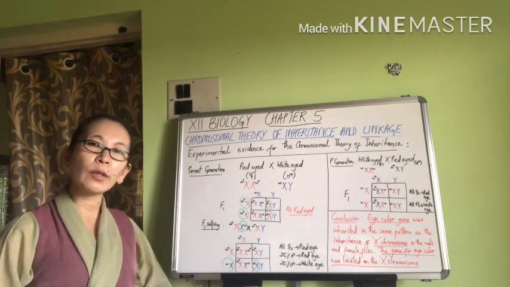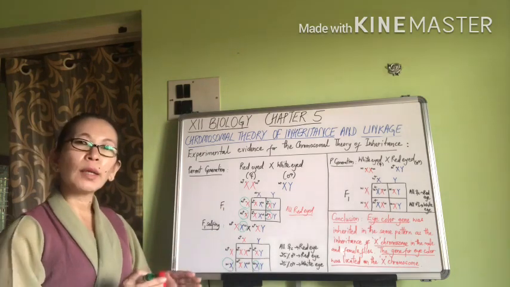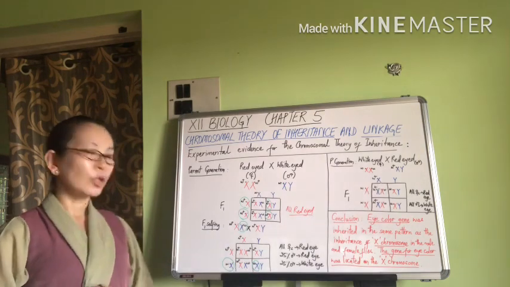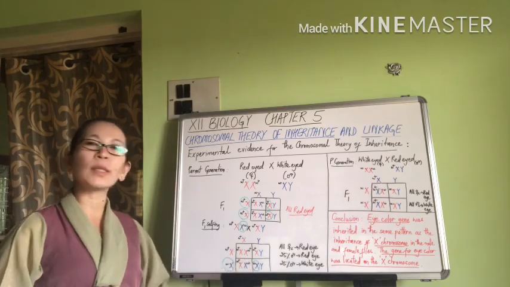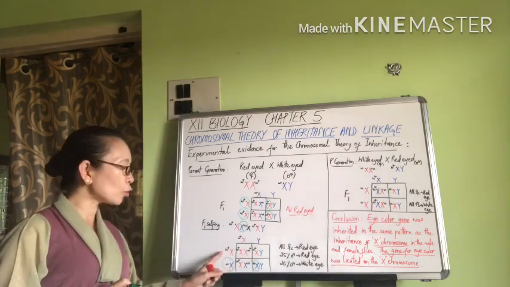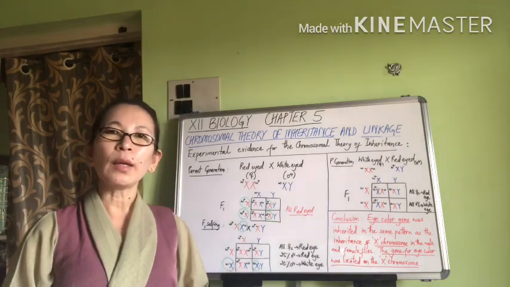Okay, so this is how we can track the similar pattern in the inheritance of the X chromosome and the inheritance of eye color. If you receive this kind of X chromosome from the mother, you are also receiving the white allele. If you receive this type of X chromosome from the mother, you are also receiving that type of allele from the mother. Okay.